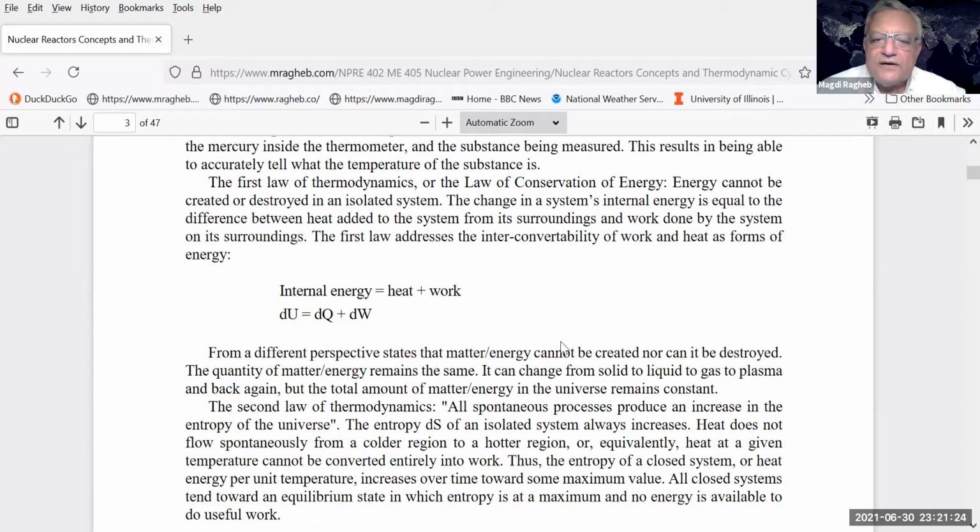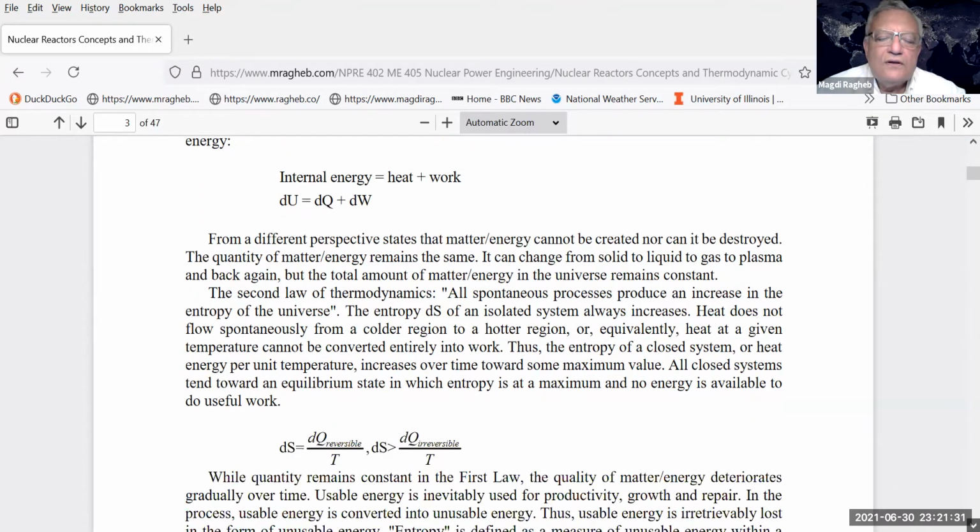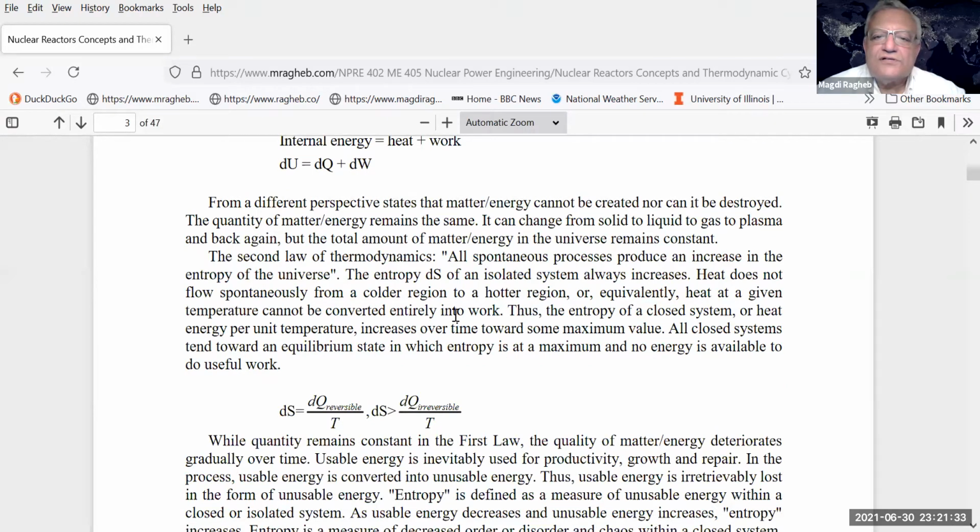From a different perspective, it states that matter and energy cannot be created, nor can they be destroyed. The quantity of matter and energy remains the same. It can change from solid to liquid to gas, plasma, and back again, but the total amount of matter and energy in the universe remains constant.